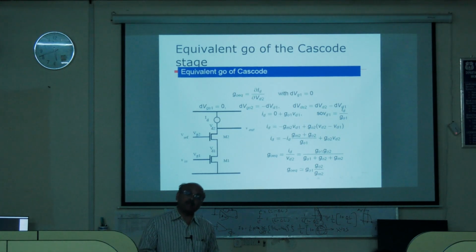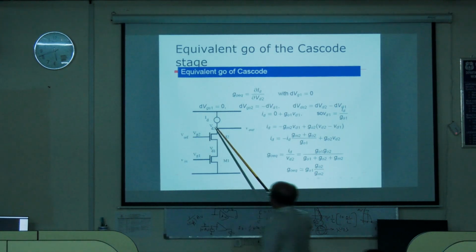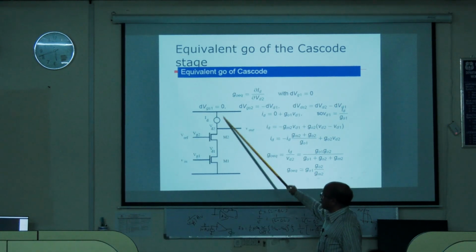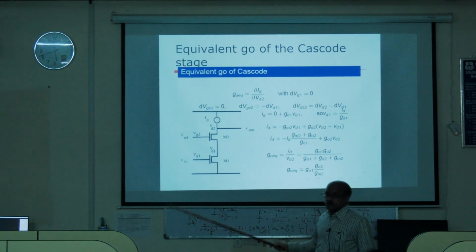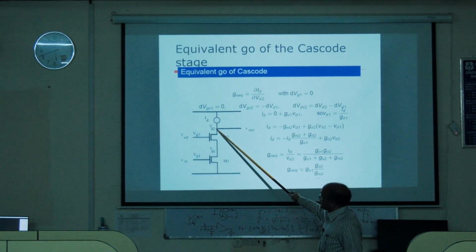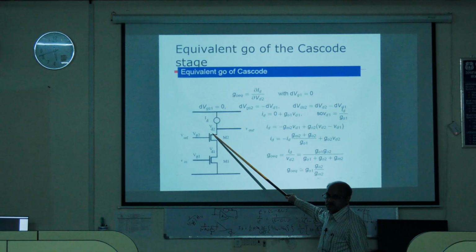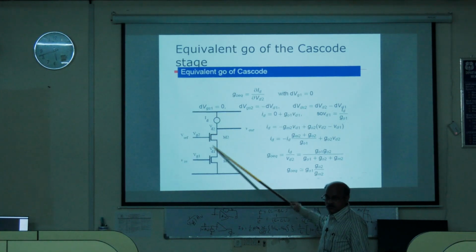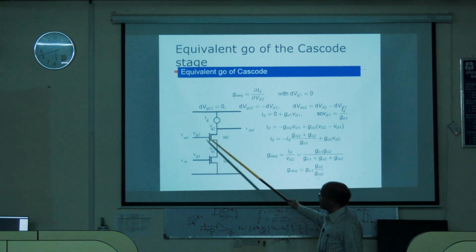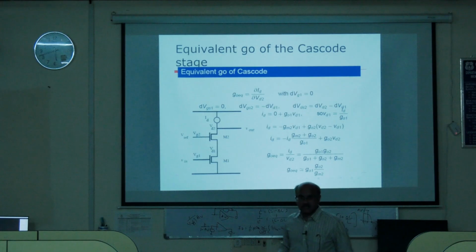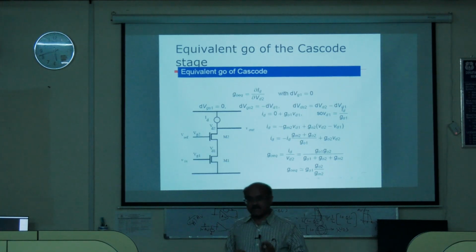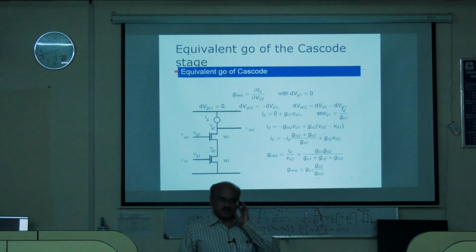Where output impedance means what? dVD2 by dID. So the variation is at the drain node of the upper transistor. Understand? Not the gate voltage. The gate voltage is all the time DC, which I am giving to keep that in saturation.